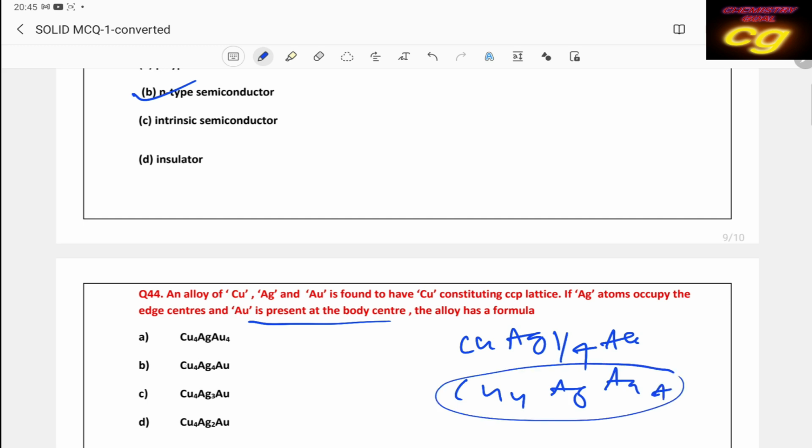What is the correct answer? Cu4 Ag Au4. So the first choice is the correct answer.